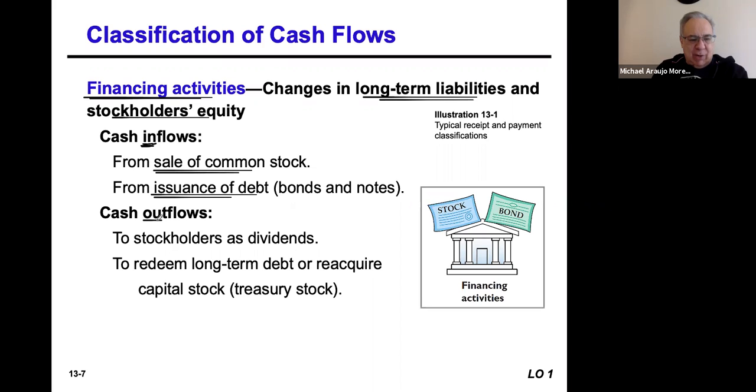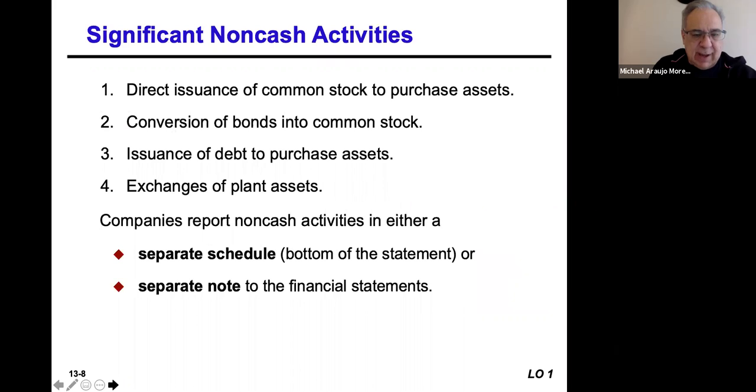A cash outflow, again, would be related to long-term debt and stockholders' equity. So when you pay back debt, that's cash outflow because you're paying back debt. When you pay dividends to stockholders, that's cash going out. Most dividends are paid in cash, so that's cash going out of the company. So this is how we would look at things.